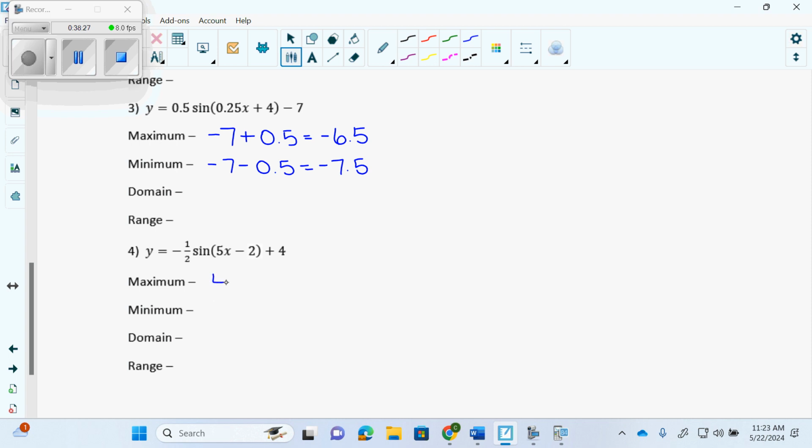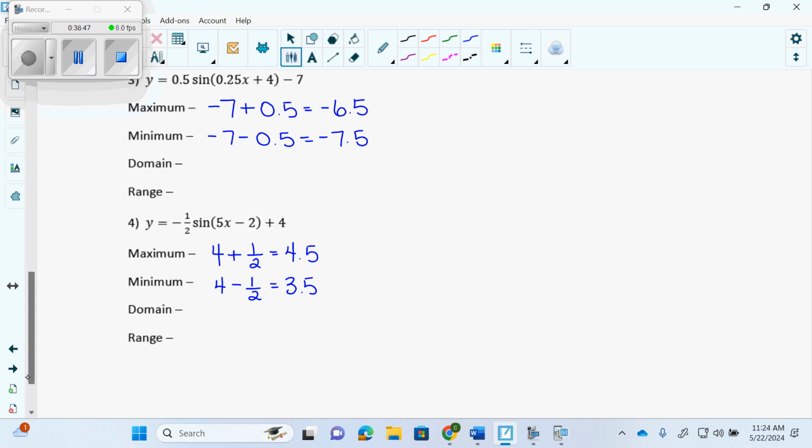What's my D? 4 plus my amplitude. Start at 4 and I go up a half. So I'm at 4.5. Then I take my midline, which is 4, and I go down the amplitude of a half, and I'm now at 3.5. See what I'm saying? Okay. Minusing a half. 4 minus a half is 3.5. Your amplitude's always positive.